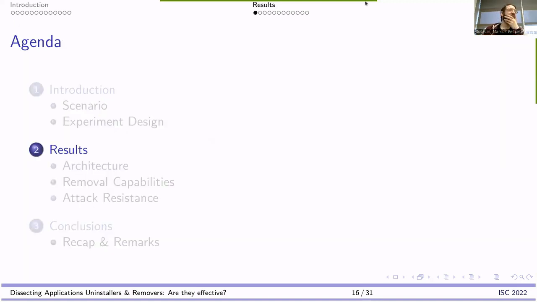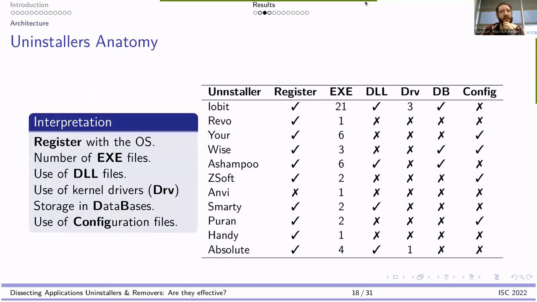So, going to the results and presenting what we discovered. First, the anatomy of the uninstallers, how they operate. Basically, what we discovered is that most uninstallers are in fact very simple. They are often standalone executable processes that do all the operations by themselves. They include a few libraries when they include any, but in most cases did not include libraries. In most cases, they did not include kernel drivers to help them. And in most cases, they did not even have configuration files or databases. In most cases, what they have is basically hard-coded configuration.